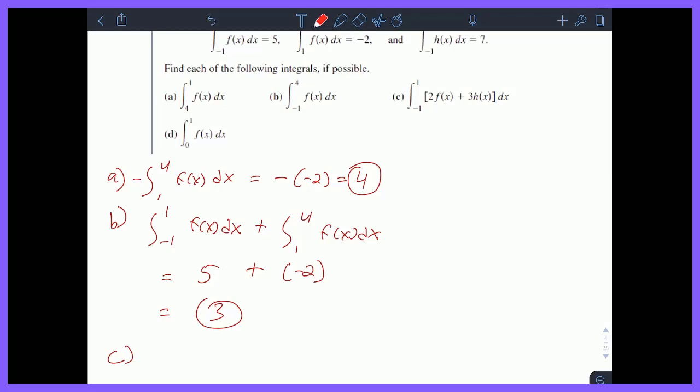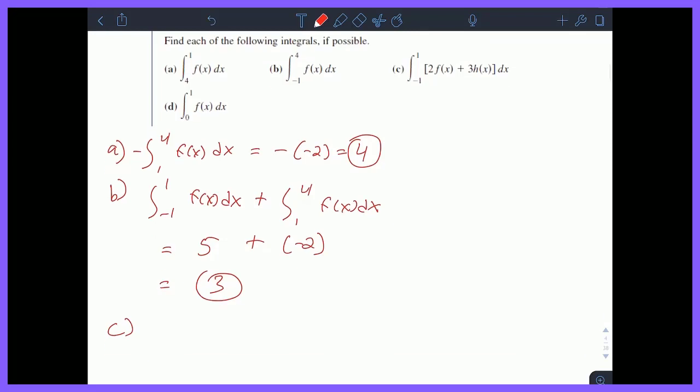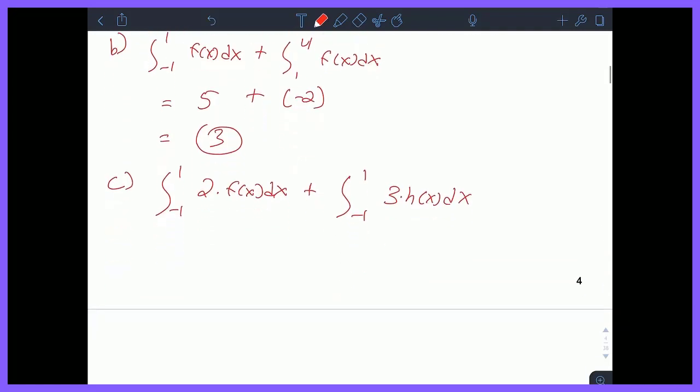C, this one's a little long. We've got the integral from -1 to 1 of 2 times f of x plus 3 times h of x. Well, the first thing I'm going to do is use the sum and difference rule. Let's split these up. So let's do the integral -1 to 1 of 2 times f of x dx, plus the same integral, -1 to 1, of 3h of x dx. Then I'm going to use the constant multiple rule and pull my constants out of my integrals. So I've got this one plus 3 times this one.